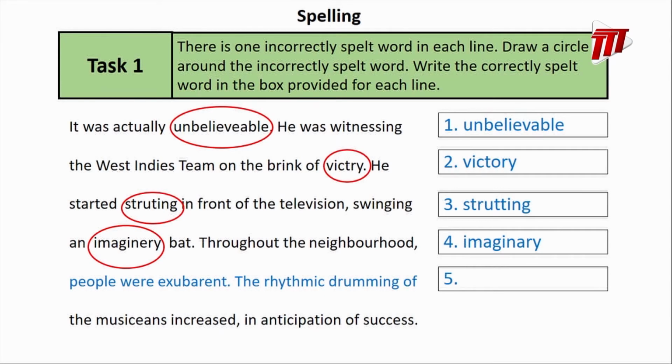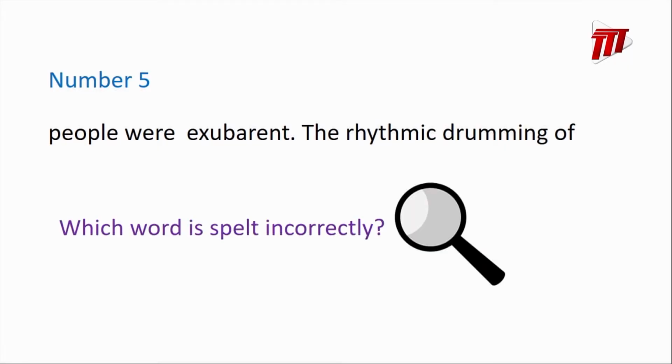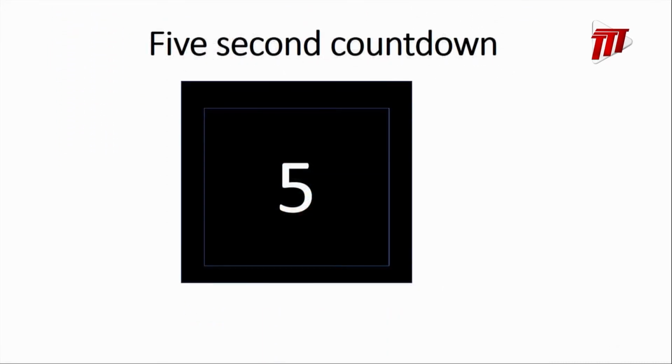Let's look at the next sentence. People were exuberant, the rhythmic drumming of. And remember, when you're reading, your pronunciation is important as well. That would help you figure out whether it's an E or an A or an I you're looking at in the word, right? So remember to read it well. People were exuberant, the rhythmic drumming of. Which word is spelled incorrectly? Exuberant. And you would know this by looking at the ending of the word. You know that it's spelled incorrectly. What's the rule?